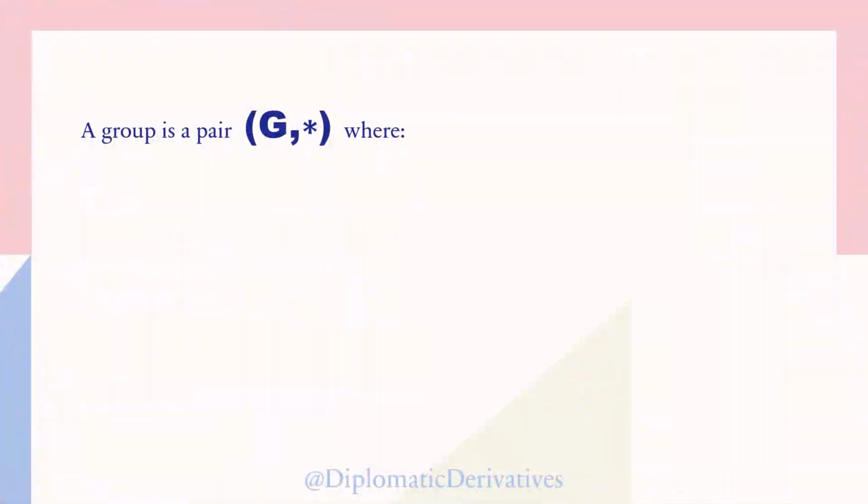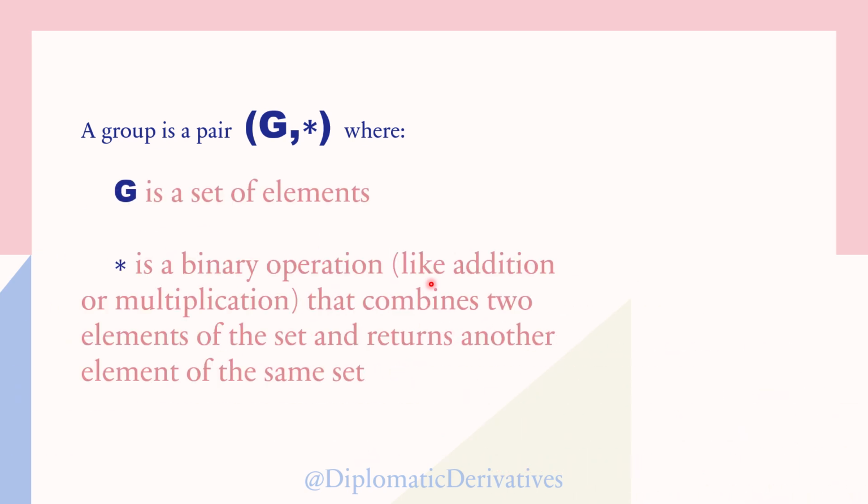Now that we've seen group theory working in the real world, we are going to understand its mathematical formation, how mathematically we represent groups, and how we work with them. So a group is a pair, G star. This is the mathematical notation of a group, where G is a set of elements and star is a binary operation, like addition or multiplication, that combines 2 elements of the set and returns another element of the same set. So this could be addition, multiplication, or whatever the operation is according to the group.